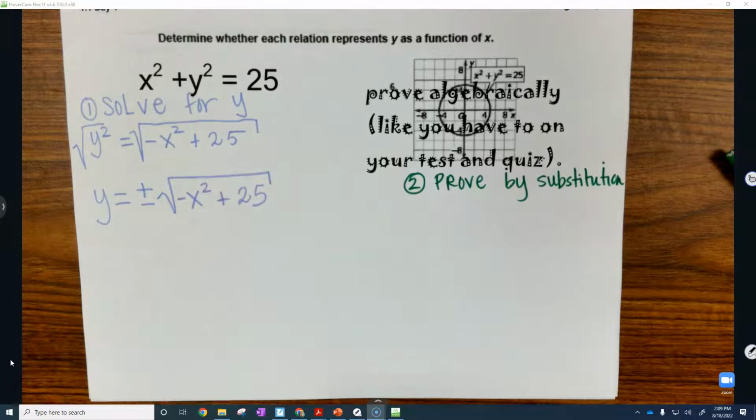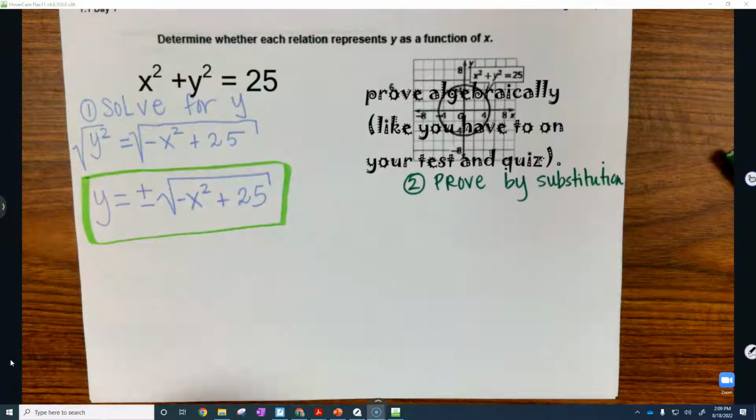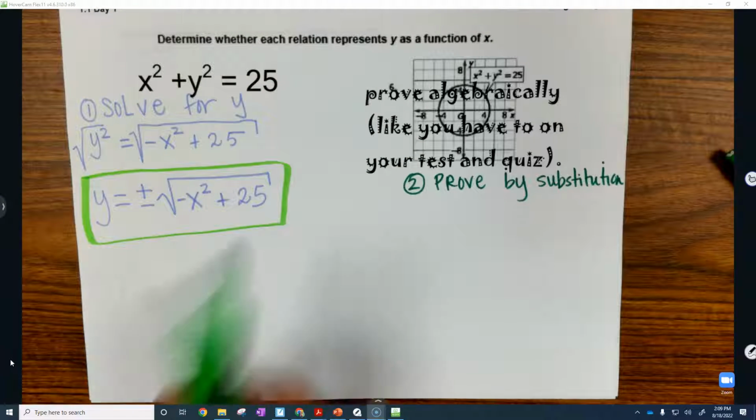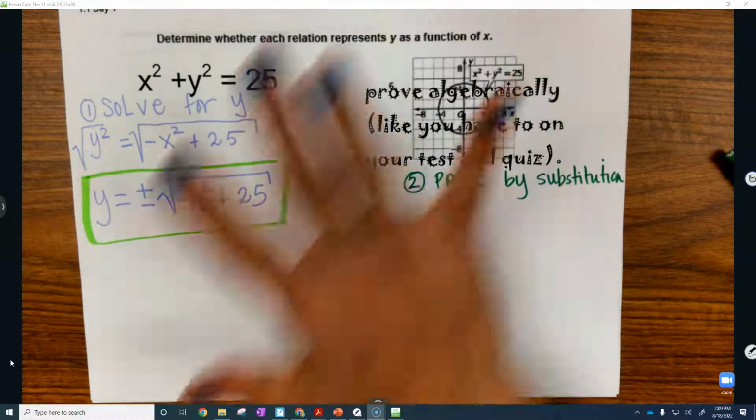Y is completely isolated, and that is going to be our proof in a minute. I'll show you why. I'm going to show you why right now. On a test or a quiz, when I ask you to solve something algebraically, you can stop here, and it's going to be very clear to you to see why it's not a function when a picture isn't given.